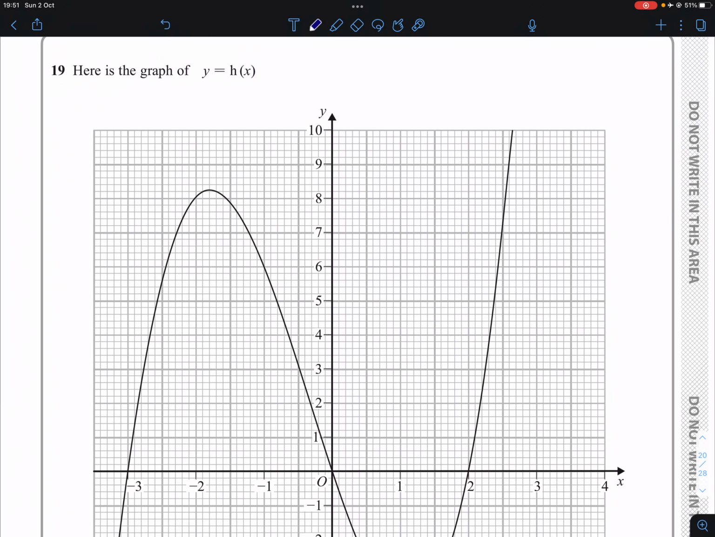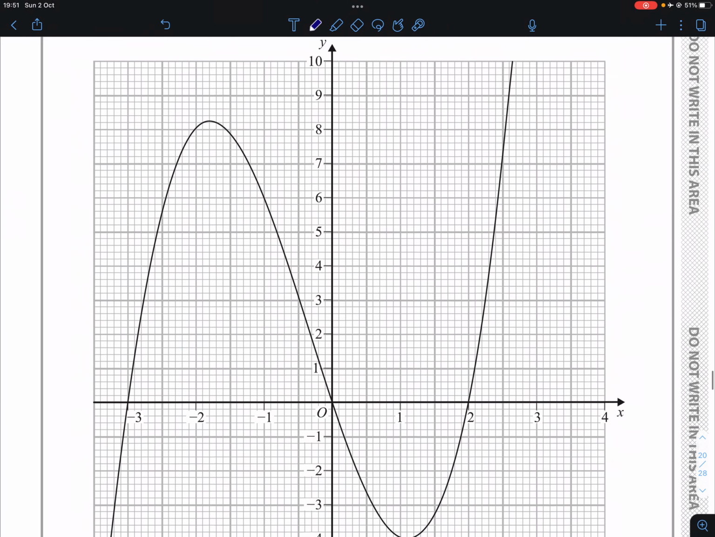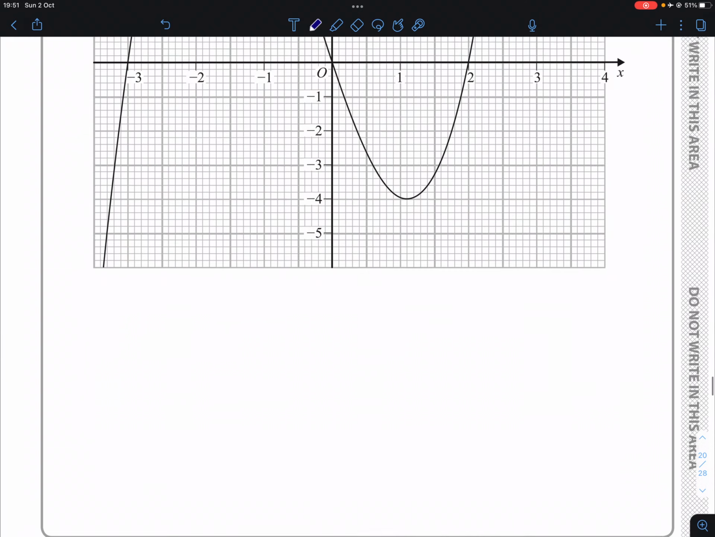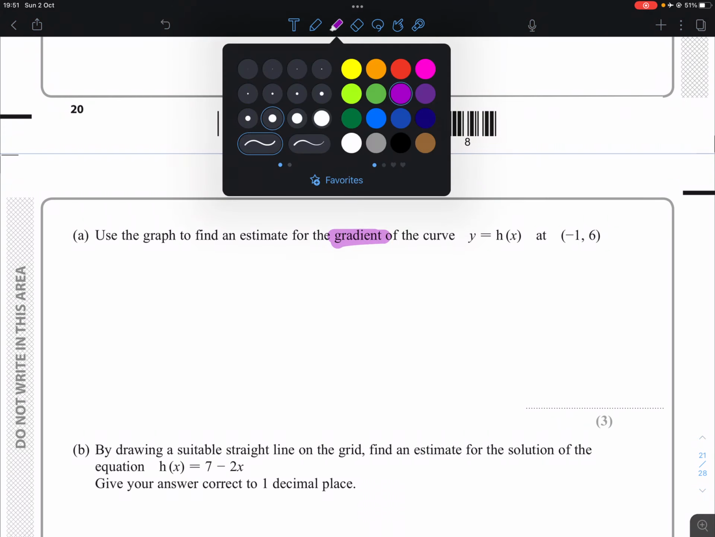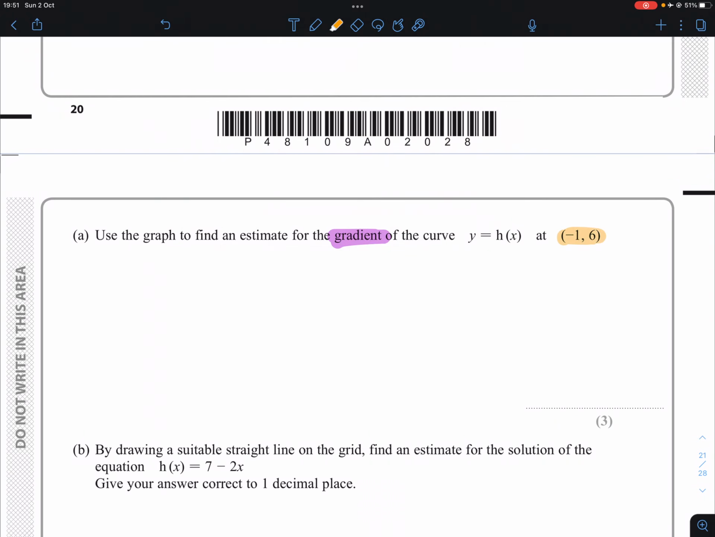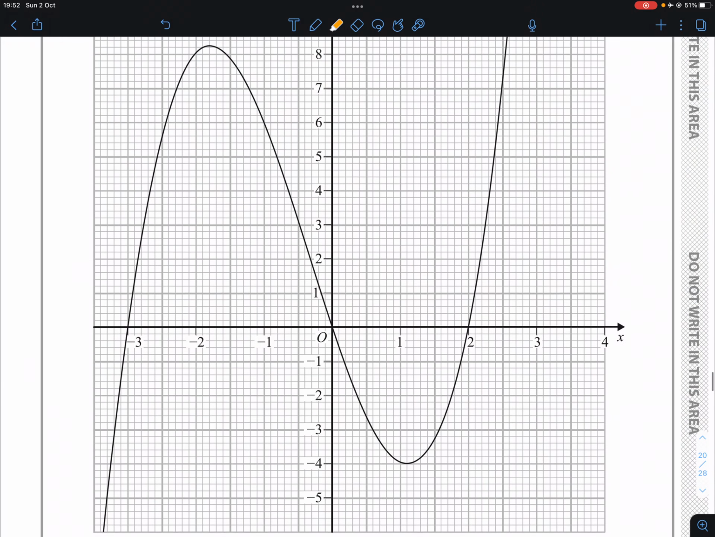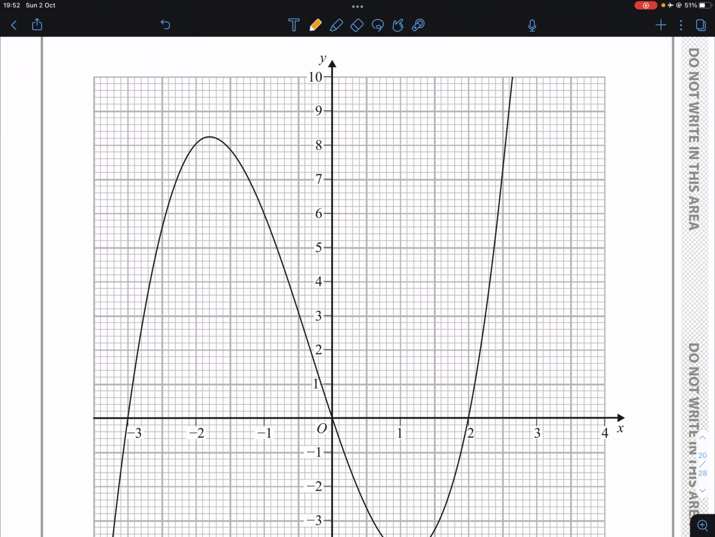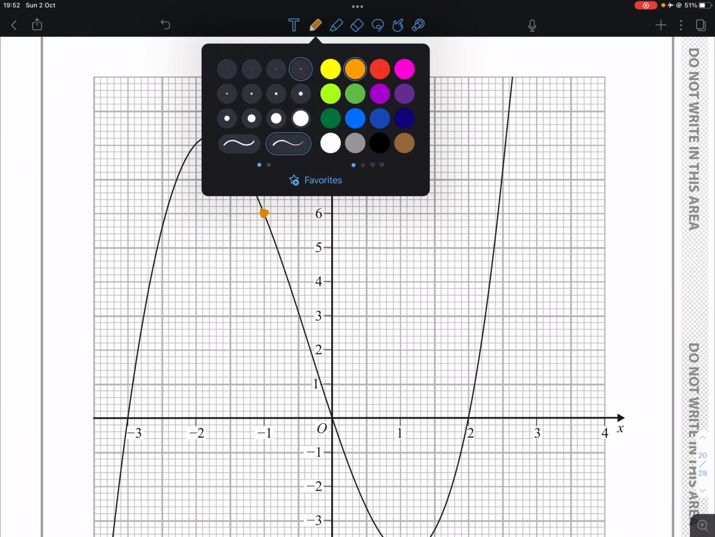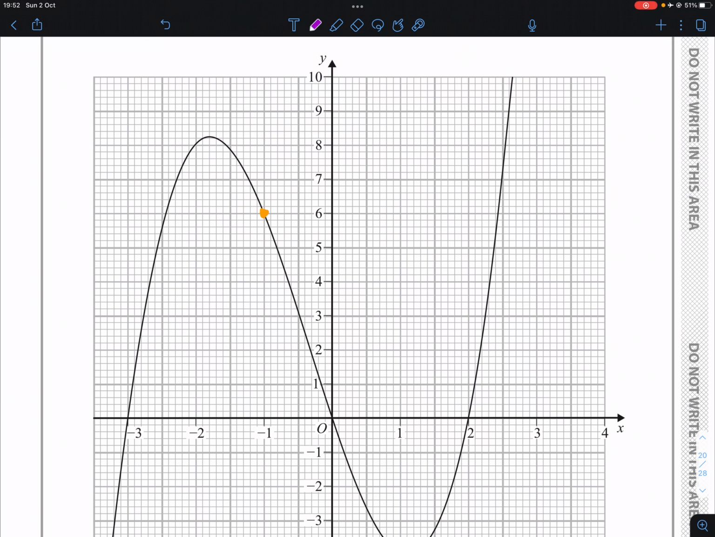We have the graph of h of x as shown on our diagram here. We are asked to use this graph to find an estimate for the gradient of the curve at the point minus 1, 6. So we're going to find the point minus 1, 6 and then draw a tangent. Minus 1, 6 is here, and then draw a tangent, a straight line that effectively touches that point and looks like it would have the same gradient at that point.